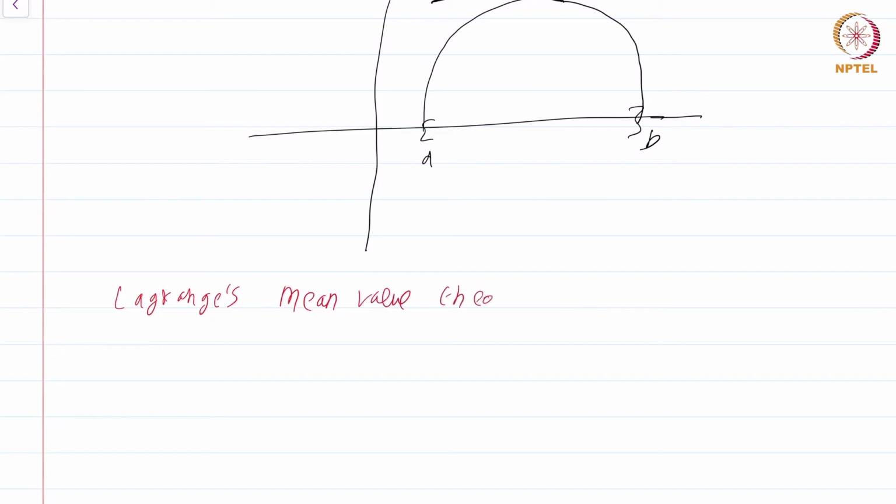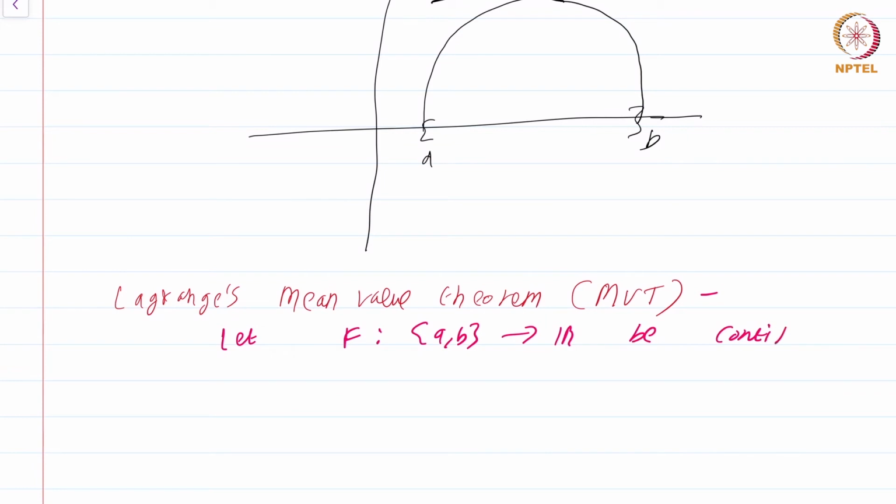Since this is going to be used again and again, I'll just abbreviate it as MVT so that there is economy. Let again f from [a,b] to R be continuous and differentiable.